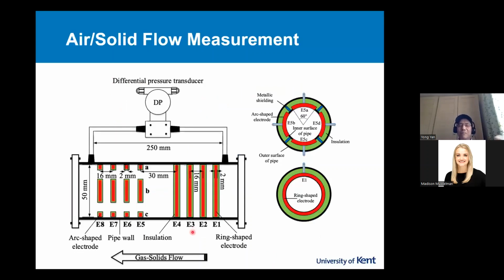Then let's move to an entirely different sector: gas-solid, or air-solid, flow measurement. Same thing here, in this pipe it's a mixture of gas and solid. We want to measure the mass flow rate of the solid, not the air. So we use circular electrodes, which we call electrostatic sensors, and also curved electrodes. You can see the arrays. Plus a differential pressure transducer, because of the air in it, so we want to know how the pressure changes in relation to flow conditions.